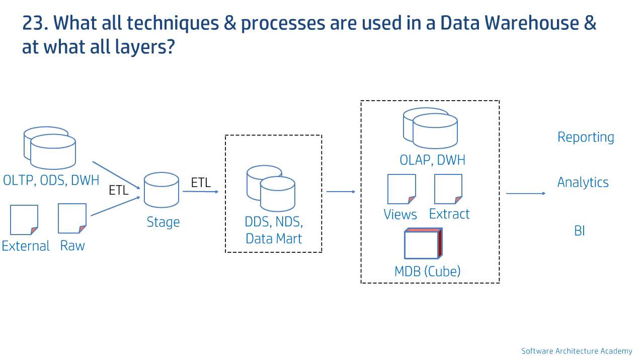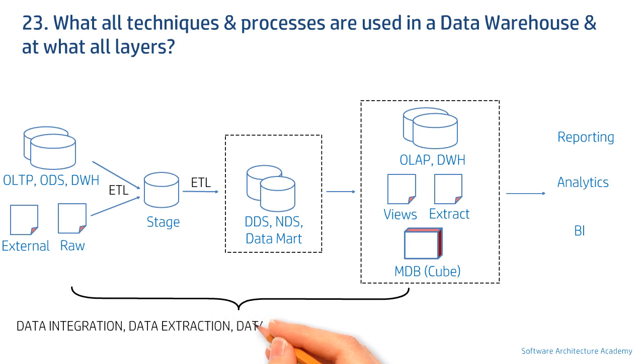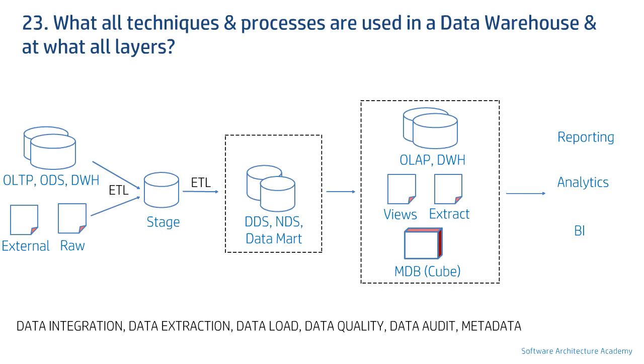At the final layer, data provisioning is done for the information to be effectively consumed. And finally, data integration, extraction, load, data quality checks, data auditing, and metadata capture or management is also performed in almost all layers of a typical data warehouse.